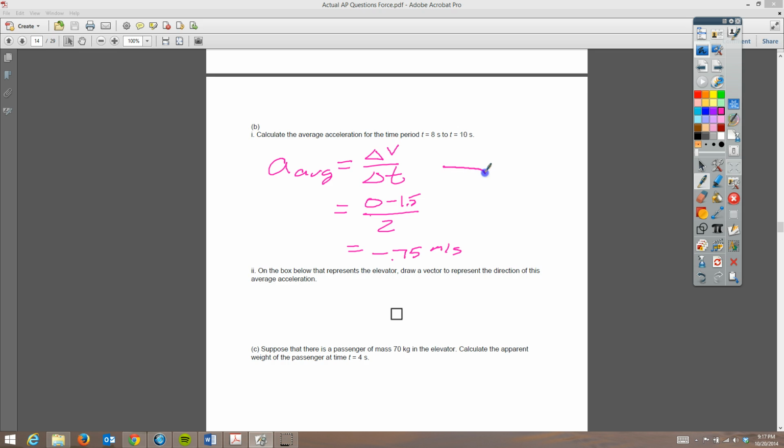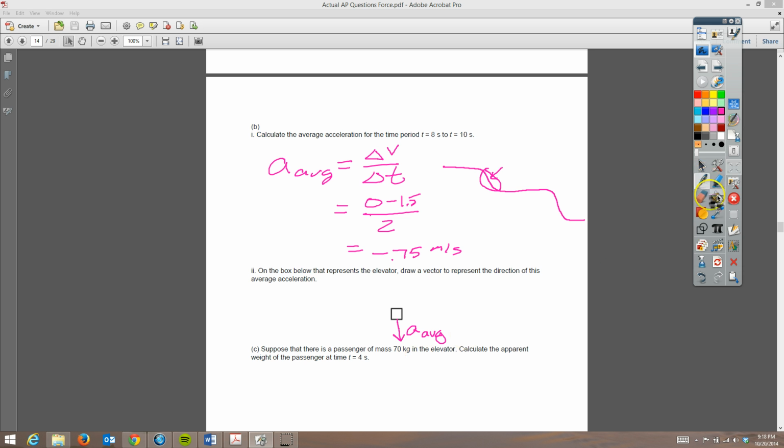If you remember the original graph, there's our original graph. We're looking at the acceleration that happens right here. And so we're basically just finding the slope of that line is all we're doing, and then dividing it by that change in time. And because it's 8 to 10 seconds, it's 2. This next part says on the box that represents the elevator, draw a vector to represent the direction of its average acceleration. And so we're going to draw a vector pointing straight down, and this would be the average acceleration. So it's just making its way down.